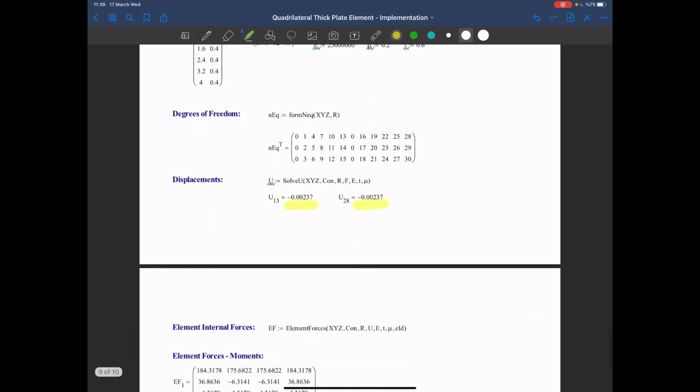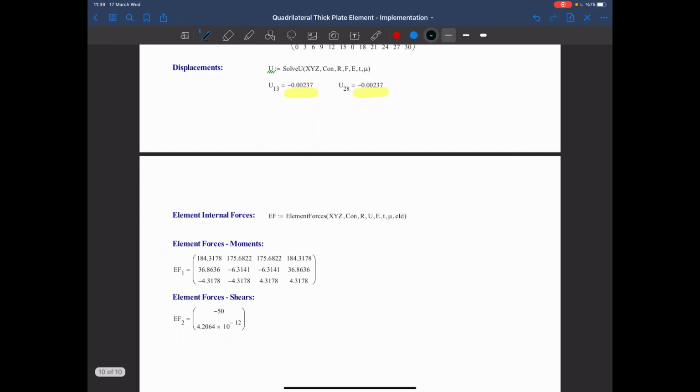But let's take a look at the moments. Now the moments are in much better shape, right? So we can say that this is something like 180 kilonewton meter per meter multiplied by 0.4. That will give me a moment equal to 72 kilonewton meters. And shear is 50 multiplied by 0.4, and that gives me a shear force equal to 20 kilonewtons. So it looks like we have a problem only in the moments.